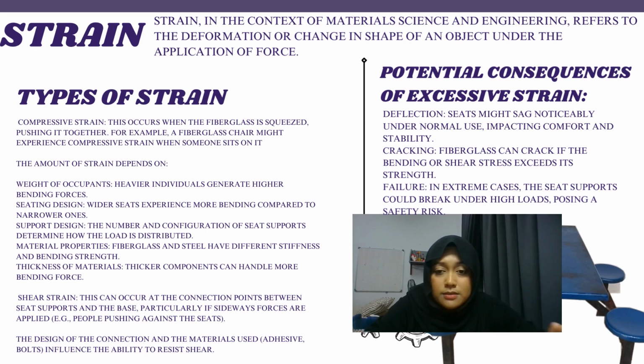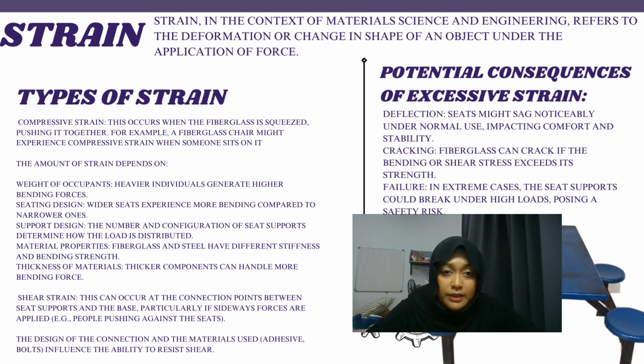The second one is shear strain. This occurs at connection points between the seat supports and the base, particularly if sideways forces are applied, for example, when people are pushing against the seats. So what happens if there's excessive strain? Deflection and cracking can happen. The fiberglass can crack, then bending and shear stress can exceed its strength, and failure can occur in extreme cases.